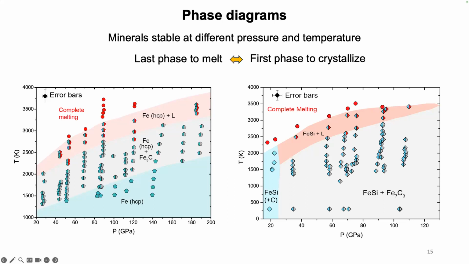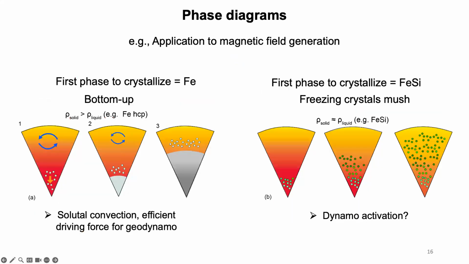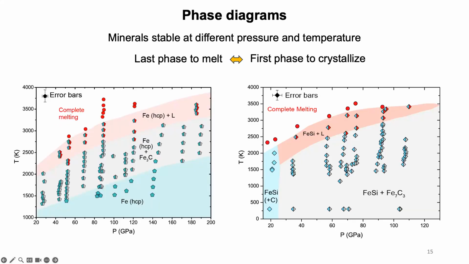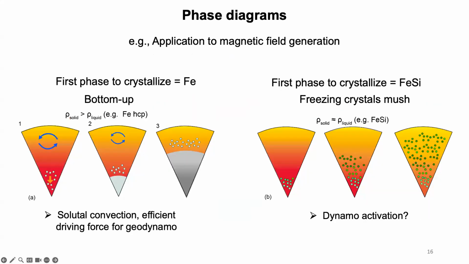So how did we apply, for example, this data? We applied it to a potential core crystallizing in an iron silicon carbon alloy. We saw here the last phase to melt is iron. So this means that when we cool the planet and we start crystallizing something, we will crystallize pure iron. Crystals are denser than the liquid, so they will sink down in the core.